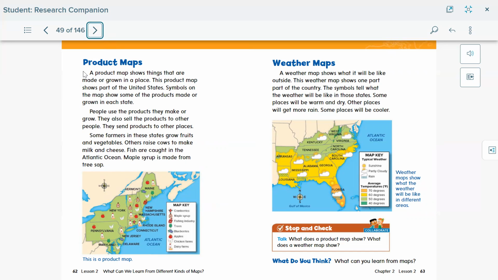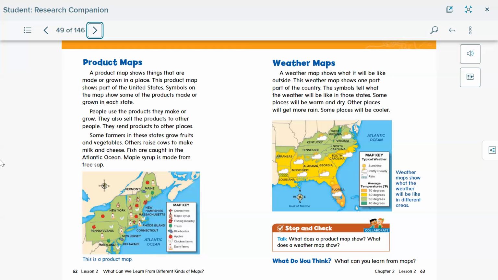Remember the questions we have, and we said that we need to find answers for these questions. So we know that product map was one of them, and physical map. So pay attention to the information. All right, product maps. Product maps show things that are made or grown in a place. This product map shows part of the United States. Symbols on the map show some of the products made or grown in each state. People use products they make or grow. They also sell the products to other people. They send products to other places.